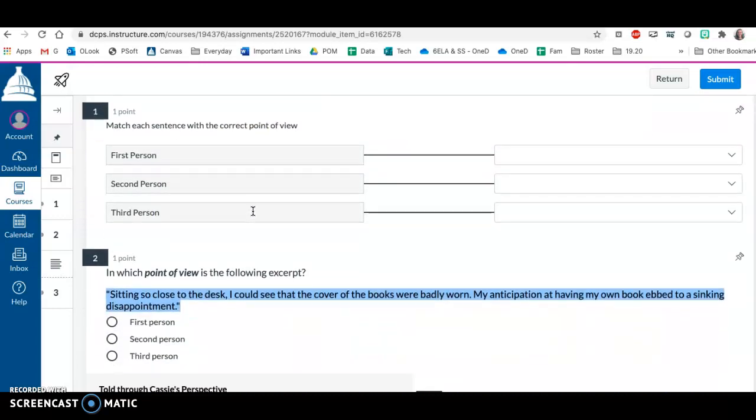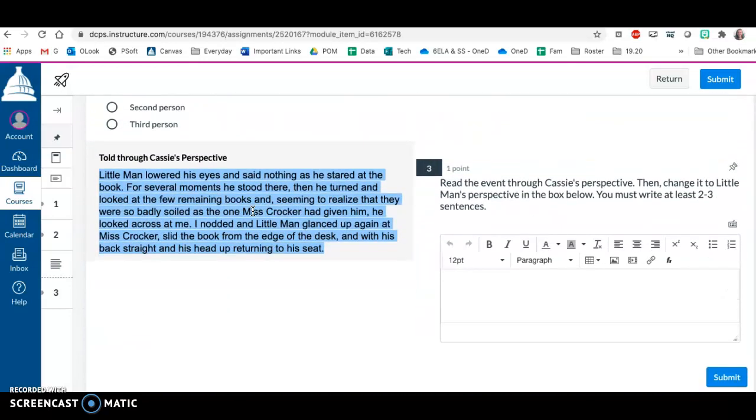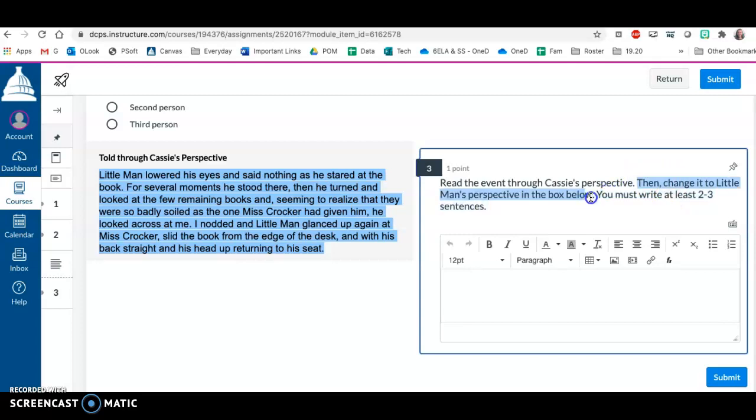And after you answer these first 2 questions about point of view, you're going to do the exact same thing we just did for Miss Crocker, except you're going to write it from Little Man's perspective. Okay, so first read the event through Cassie's perspective, right here. Then change it to Little Man's perspective in the box below. You must write at least 2 to 3 sentences. Okay, so tell us Little Man's side of the story. Tell us what Little Man might be thinking, feeling, or doing from his perspective.